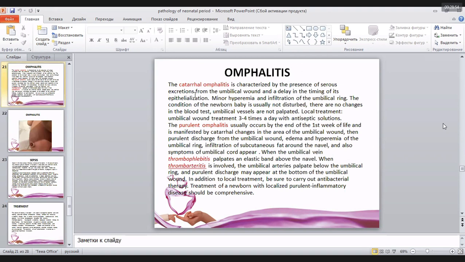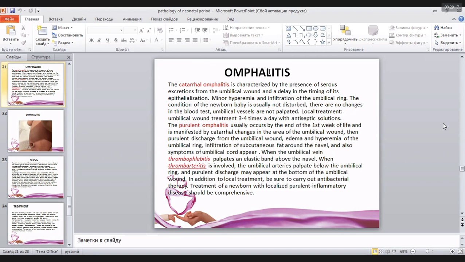And omphalitis, it is inflammation of the umbilicus. It is a more frequent disease which can further lead to purulent omphalitis, and a severe complication, thrombophlebitis.